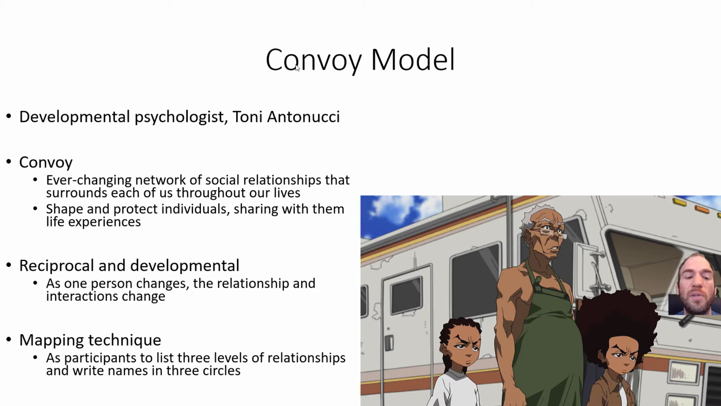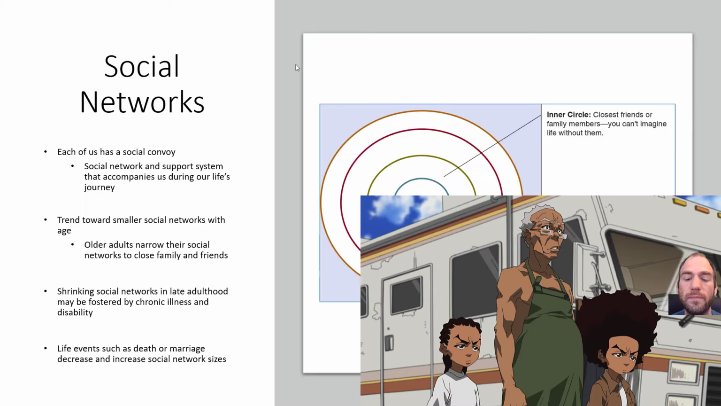They ask participants to list 3 levels of relationships and write names in 3 circles. And on the right, you can see a visual illustration of this. The 3 circles being an inner circle, middle circle, and an outer circle, with each circle having specific qualitative traits, with the inner circle being the closest friends and family members you can't live without, and the outer circle being people who are less close but still part of your life.